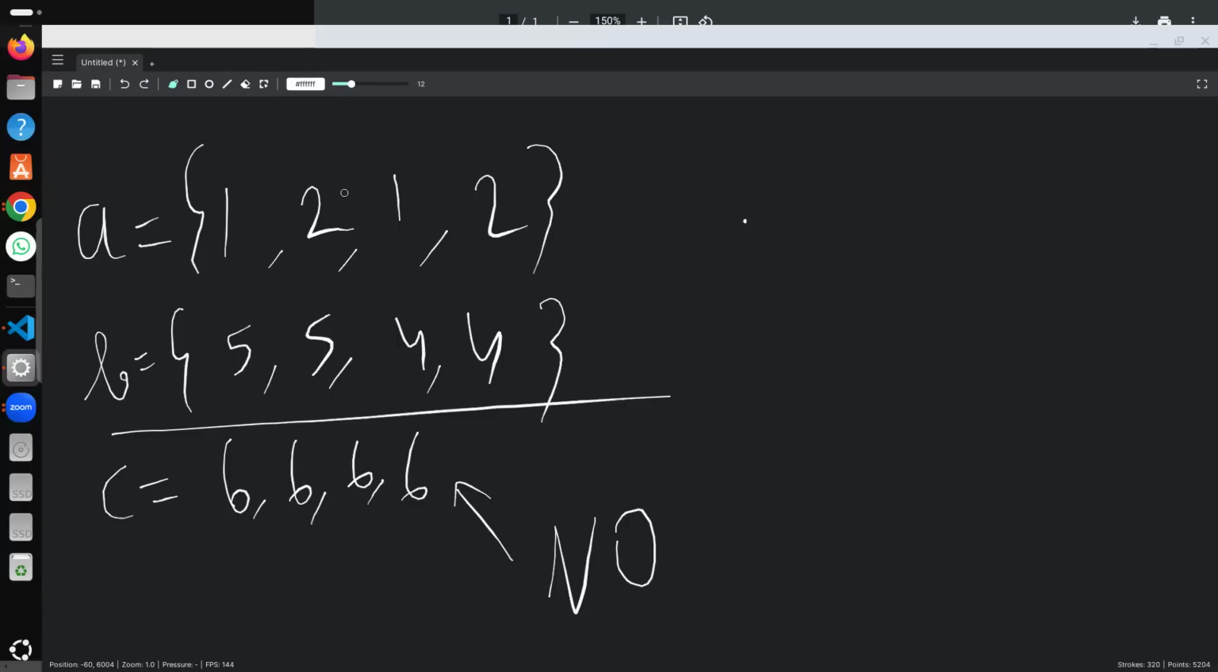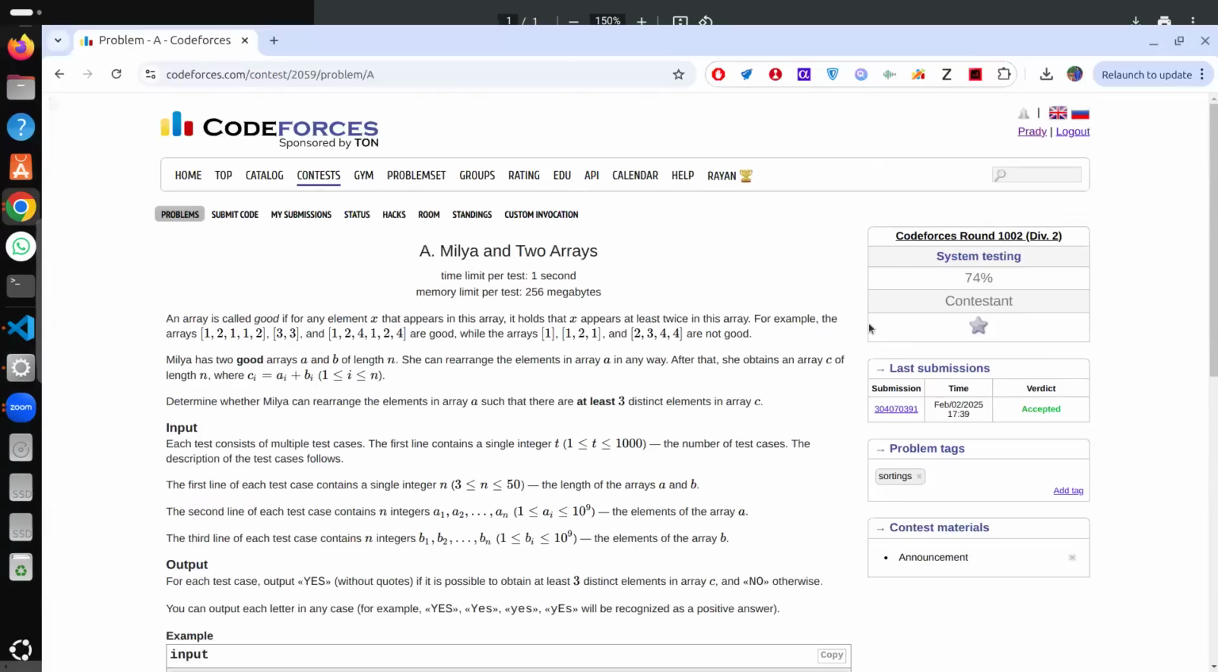Sorting does nothing. In this case, this is the optimal approach. Sorting is not optimal, so that's why you are getting wrong answer. Okay. Anyway, I'll show you the code quickly for this one.